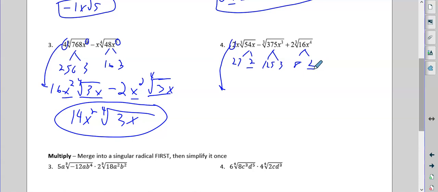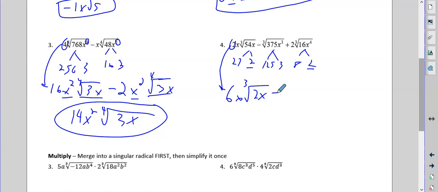Okay, back to the start. 54 is 27 times 2. The cube root of 27 is 3 times the 2 is 6. Now, we already had an x out there. We have one x underneath. It cannot come out, so it's stuck. So we have a 2 and an x stuck inside.